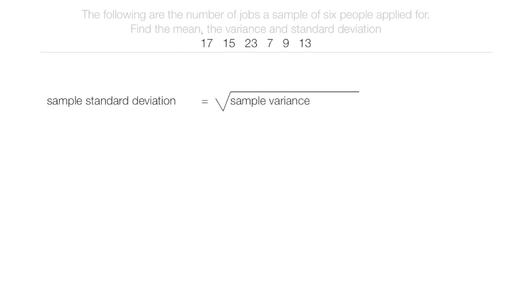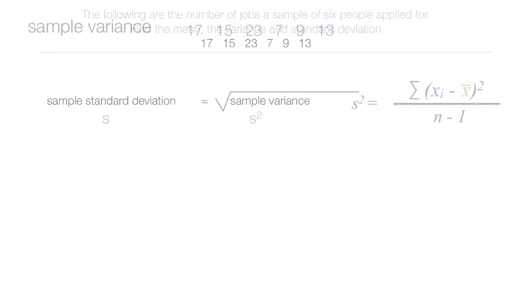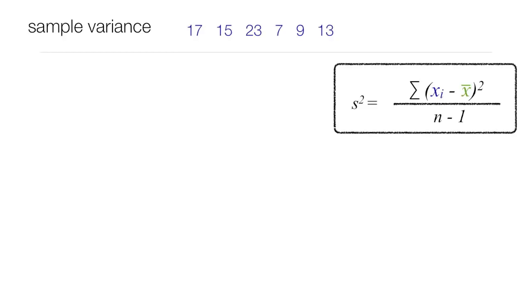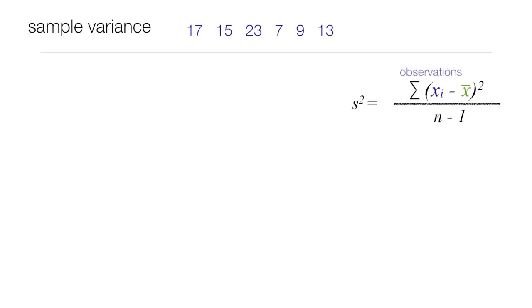The sample standard deviation is equal to the square root of the sample variance. And these are the symbols I'm going to use. And the first thing I'm going to calculate is the sample variance. The sample variance is this formula right here, and we'll take the square root of that to get the standard deviation. The xi, that's the observations. The x bar, that's the mean. And we'll go through the calculations of each one of these two. And n is the sample size.